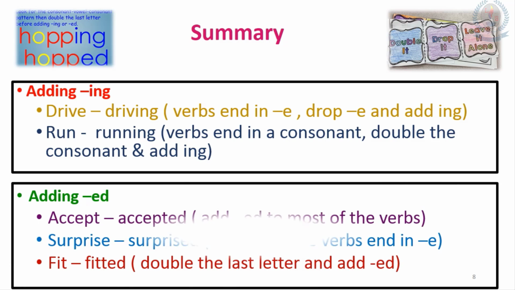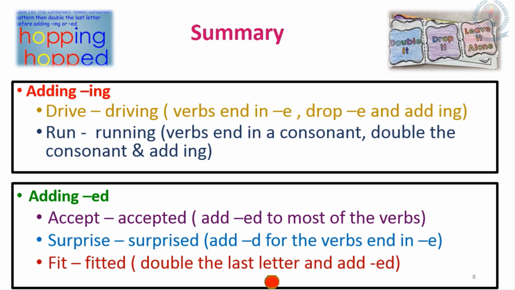And secondly, we discussed about adding ed to the verbs. There we discussed 3 main rules. First rule is for most of the verbs we add ed. For the verbs ending in e, we add only d. And for the verbs with a single vowel sound which ends with a consonant letter, we double the last consonant letter and we add ed. So these are the simple rules that you need to remember in this lesson.